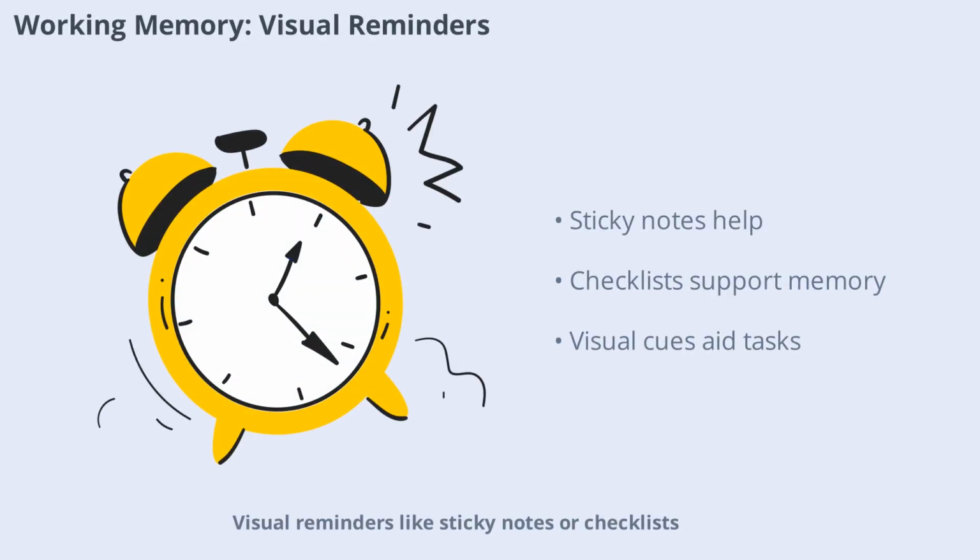Visual reminders like sticky notes or checklists can help students remember steps in a task. These tools provide a visual cue that supports working memory, making it easier for students to complete multi-step assignments. Educational therapists often recommend visual reminders for students who struggle to hold information in mind.